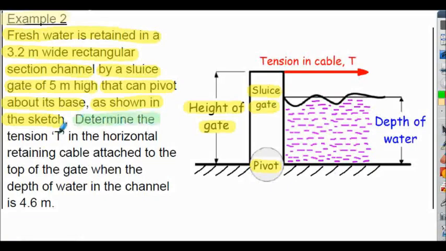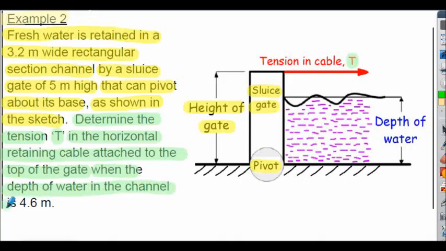We're asked to determine the tension, labelled as capital T in this diagram here, in the horizontal retaining cable that's attached to the top of the gate, so it's attached up here, when the depth of the water in the channel is 4.6 metres. So this depth of water here in this channel is 4.6 metres, and the cable is attached to the top of the sluice gate here. On the following slides I'll outline the solution to example 2 and how we determine the tension or the force in the cable horizontally attached to the top of the sluice gate.